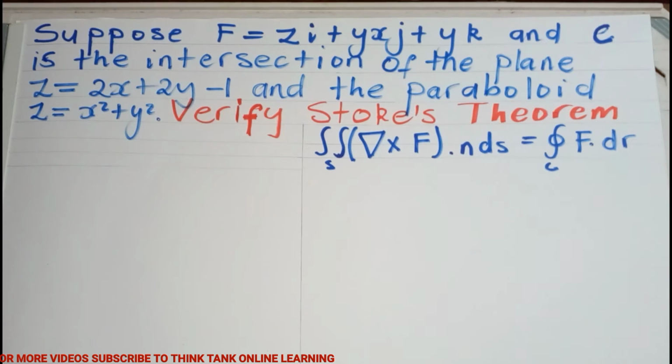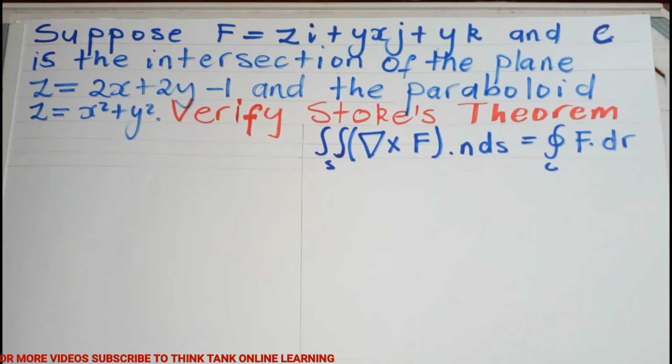Okay, so I'm given a problem. Suppose F is equal to zi + yx j + yk, and C is the intersection of the plane z = 2x + 2y - 1 and the paraboloid z = x² + y². And we want to verify Stokes' theorem.